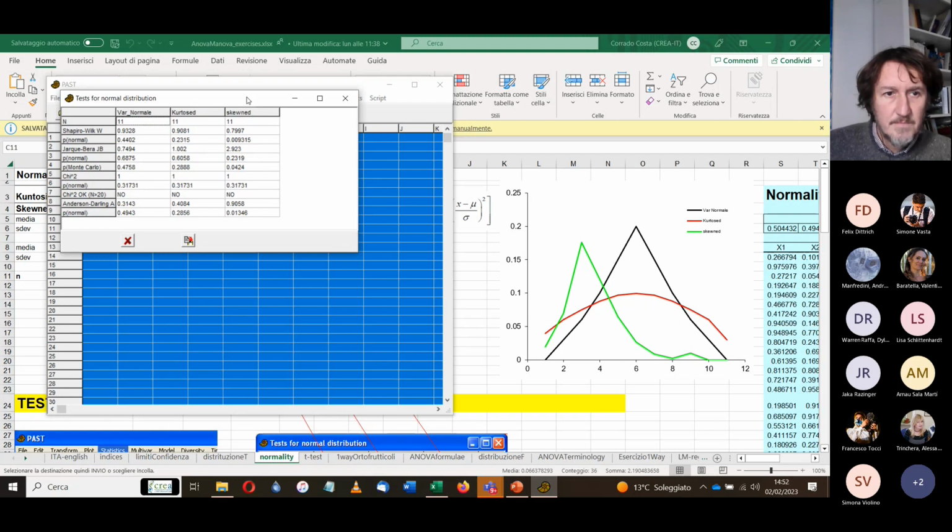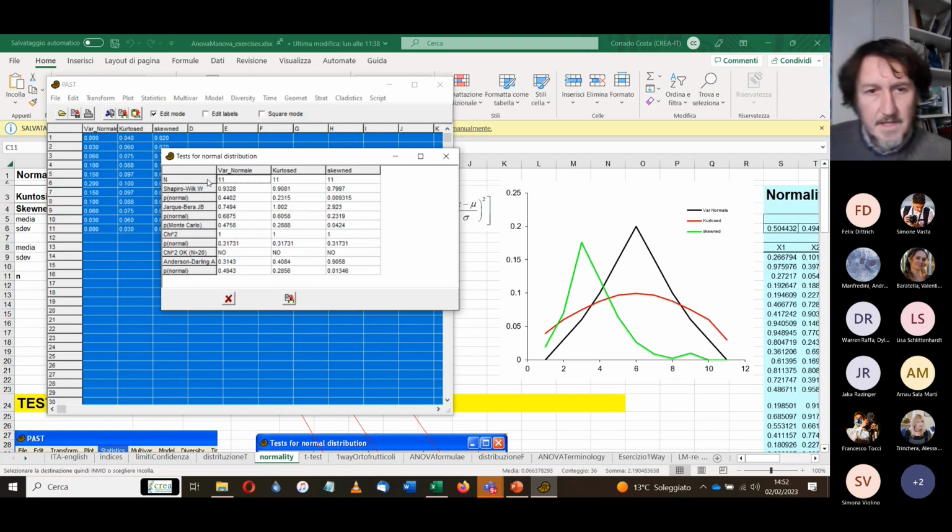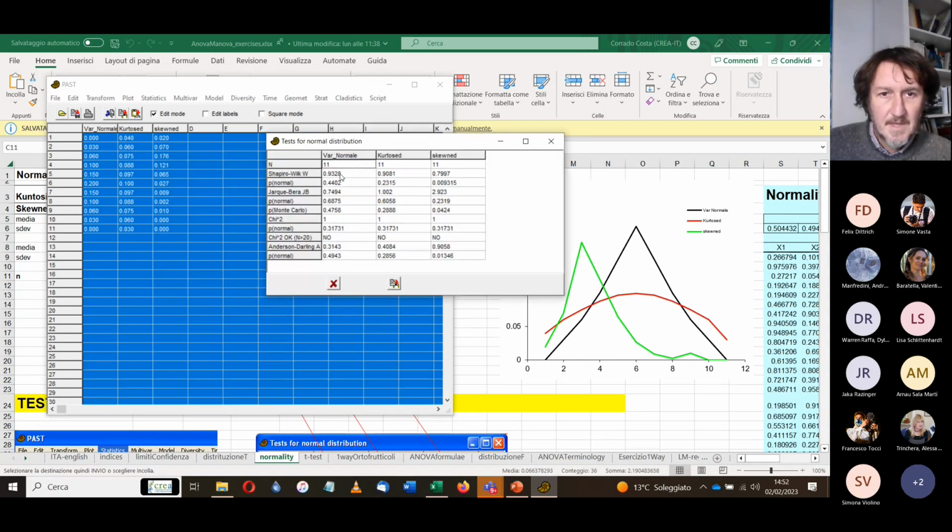Let's open a bit more. So here we have the three different distributions, and the n is the number of samples here. This is the Shapiro-Wilk value of the statistics, and this is the p, the probability, where PAST helps us by putting the null hypothesis between parentheses. So the null hypothesis is that we have a normal distribution.